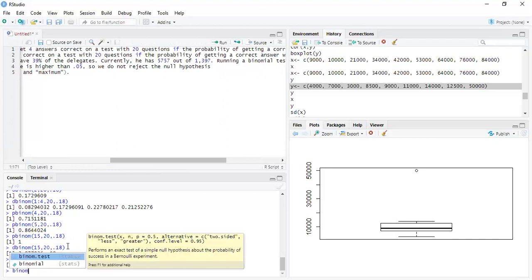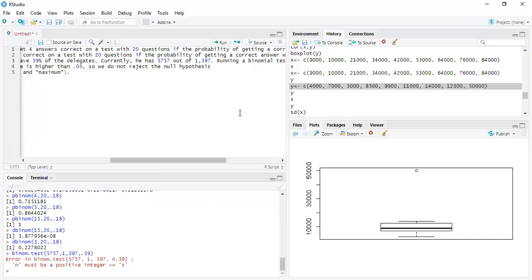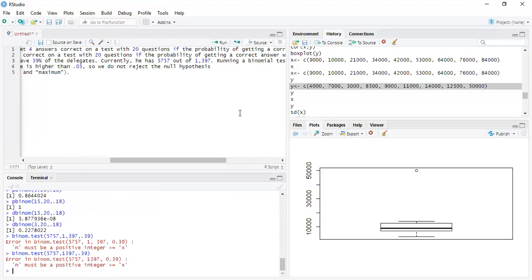Nothing to unpack here. Simple, 573 out of 1,397, and now remember, do not put that comma. I always put the comma, and it's always incorrect. Then 0.39. And then you get an error. So you have to come back up and make sure there's no comma. And then there's still an error in my binom test. Let's take a look.